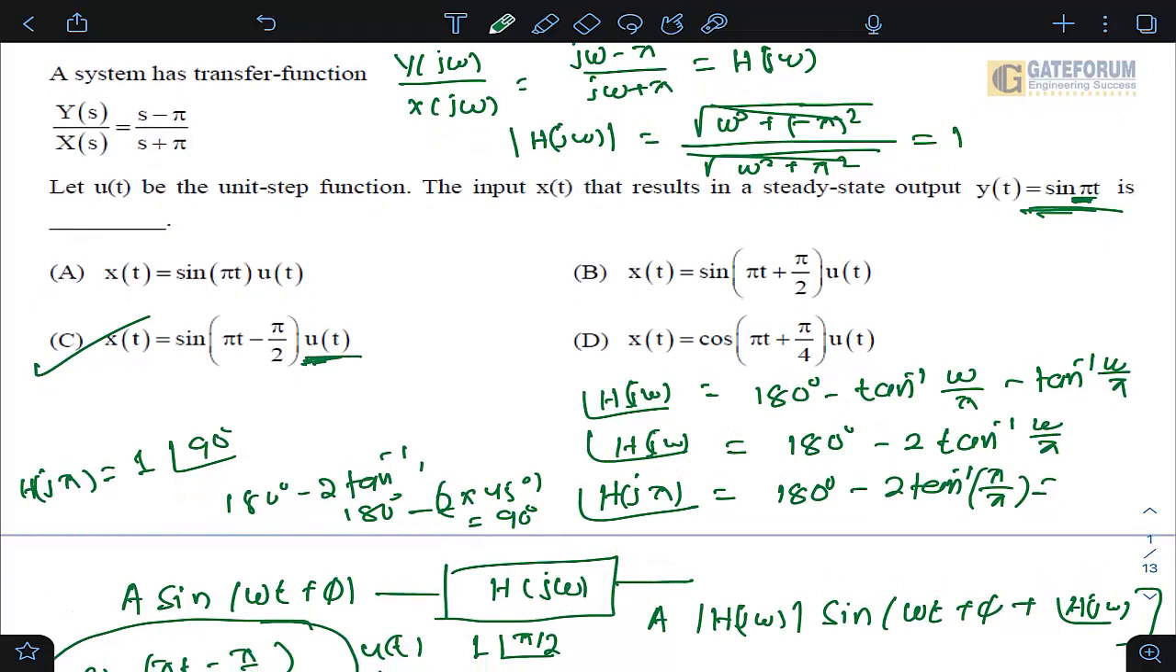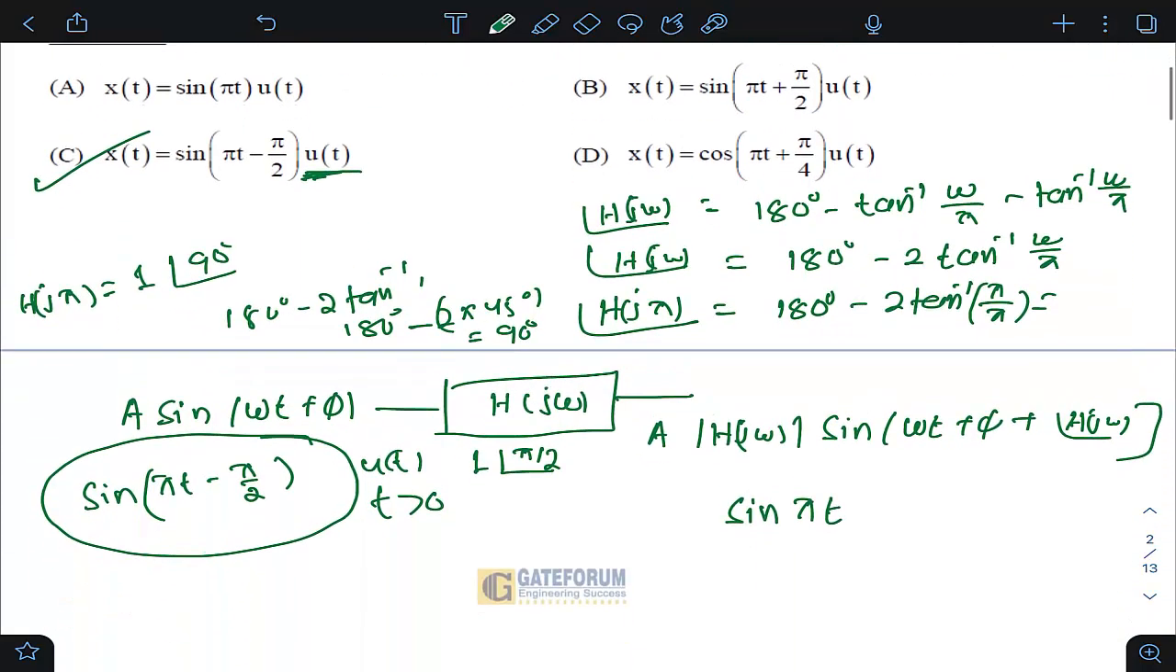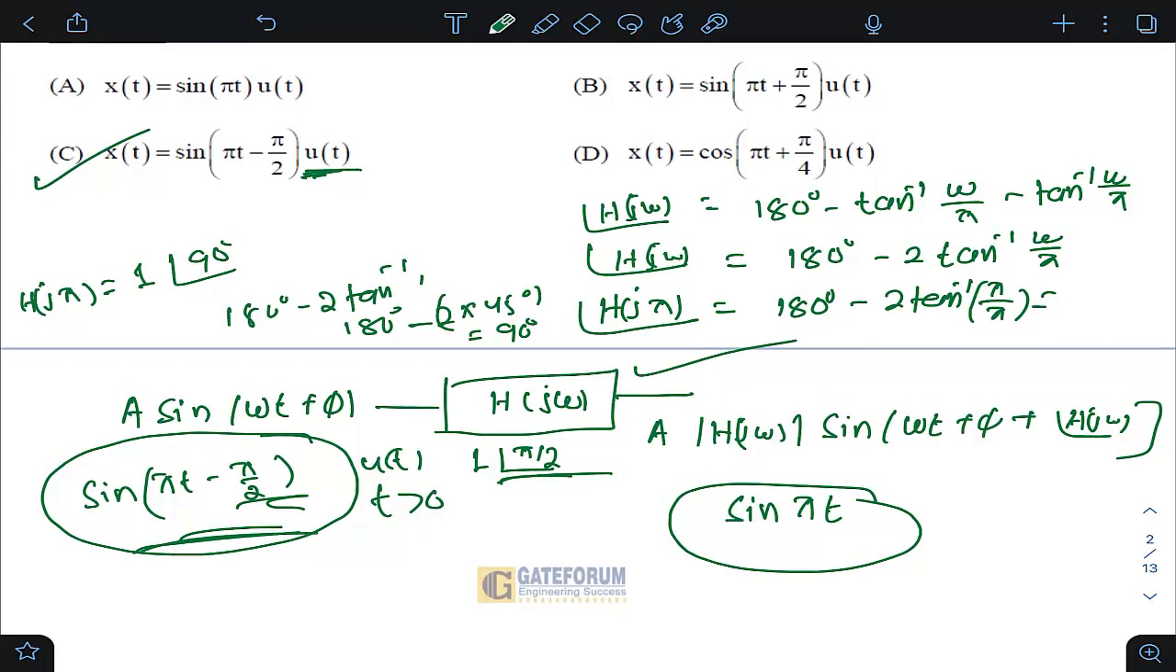So the answer has to be C, right? You should have this idea. This is a very standard model problem in the GATE exam. We evaluated the magnitude and phase of the transfer function at the signal frequency, and by observing the output and this, we figured out what the input should be. So that this pi by 2 is added here and cancelled, we get sine pi t. Magnitude is not changing, so it has to be the same. So the answer is option C.